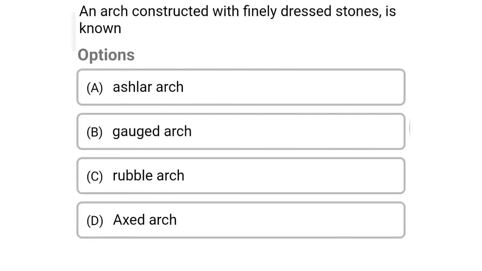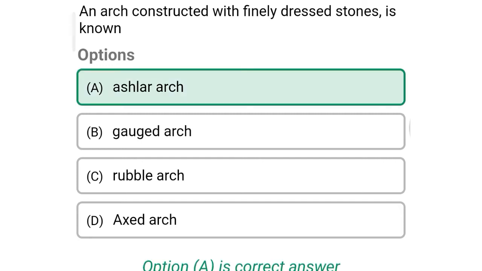Next question, an arch constructed with finely dressed stone is known as option A ashlar arch, option B gauged arch, option C rubble arch, option D axed arch. Correct answer is option A ashlar arch.